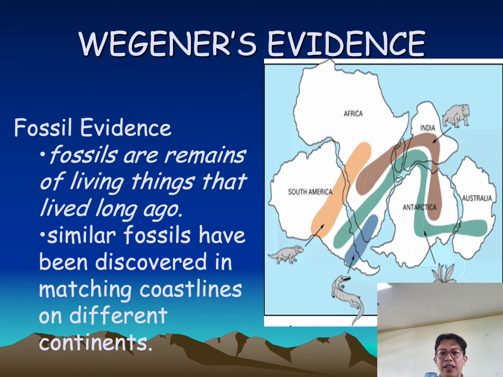How many continents can you see on that screen? We have Africa, South America, India, Antarctica, Australia. Now, these animals or organisms, like for example this one, is found both in South America and Africa. We all know today that South America and Africa are already separated. When you are from South America and you want to travel to Africa, you need to take an airplane and cross the sea. Meaning, today they are separated continents.